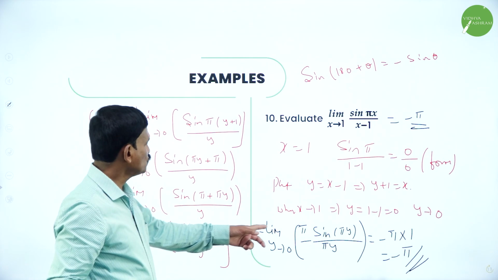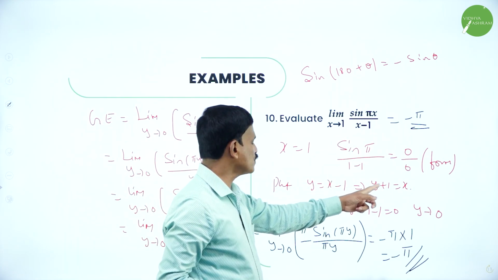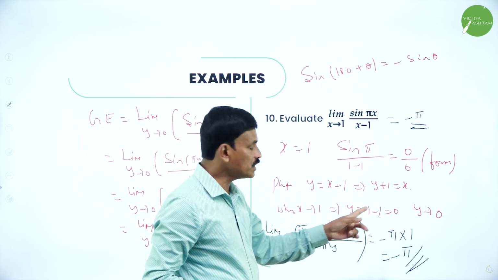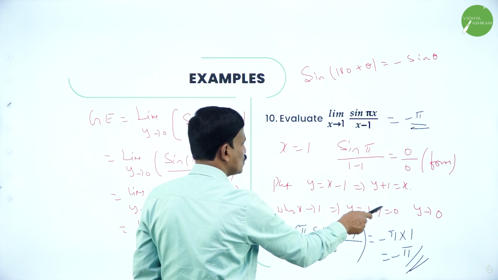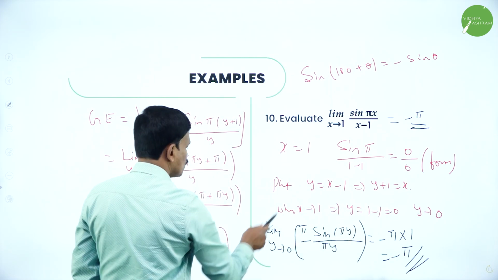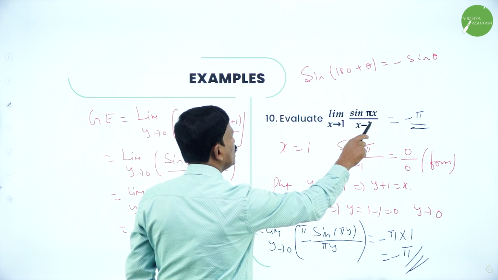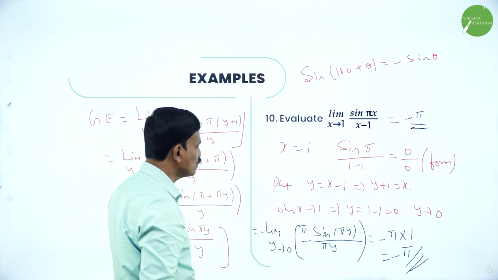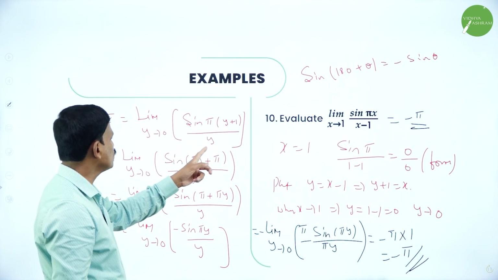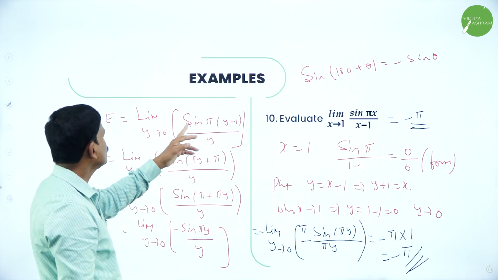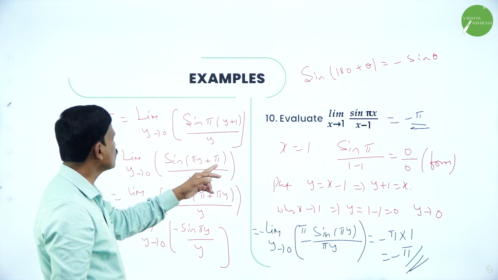See here, just put x minus 1 is equal to y, then y plus 1 is equal to x. Whenever substitutions are taken, the value of the limit changes. When x tends to 1, y is equal to 1 minus 1, which is 0, so y tends to 0. The limit becomes y tends to 0 of sine of pi times x, which is y plus 1, divided by x minus 1, which is y. This can also be written as sine of pi y plus pi.